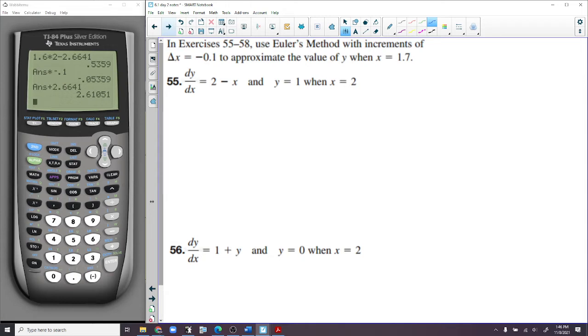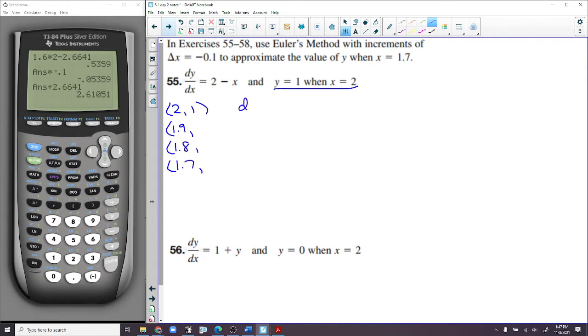Let's try 55 here. Use Euler's method with increments of delta x is negative 0.1 to approximate the value of y when x is 1.7. We start out with this point right here, (2, 1). And the change is negative 0.1 for x, so 1.9, 1.8, 1.7.